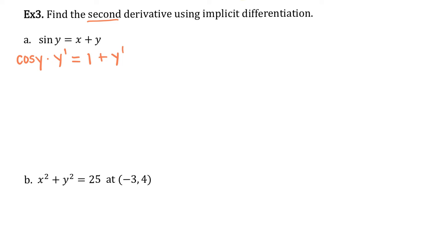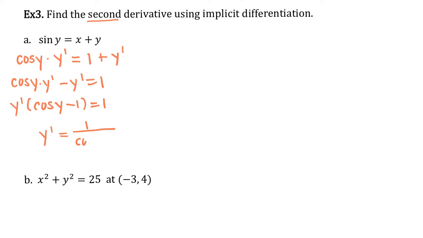Okay, let me move the y prime terms to one side. Minus y prime equals 1. I'm going to factor out the y prime. Okay, so I got y prime equals 1 over cosine y minus 1, which is good for the first derivative. Now I want to find the second derivative.